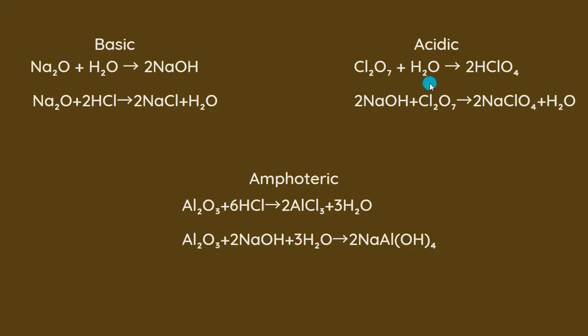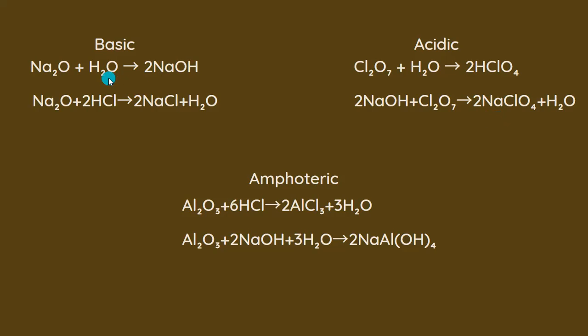So Cl2O7 reacts with water to give us perchloric acid. Perchloric acid is actually a very strong acid. And when this particular oxide, which is quite acidic, reacts with the base, it leads to the formation of salt and water. And this salt is called sodium chlorate.